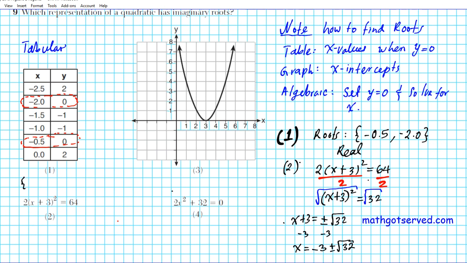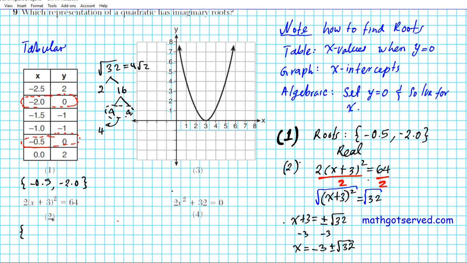Okay, so for option 1, let me put the roots there. It was negative 0.5, comma, negative 2.0. And then for this one right here, we can simplify root 32 too. It's not necessary, but it's good to know how to simplify radicals. 2 goes into 32 16 times, and 16 can be written as 4 times 4. And then these two 4's come out as a 4. So root 32 is basically, I'm sorry, it's 4 root 2.